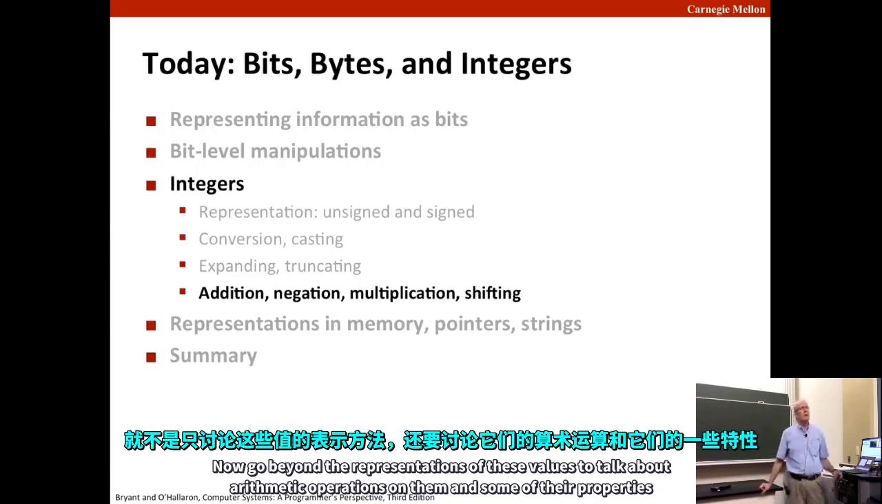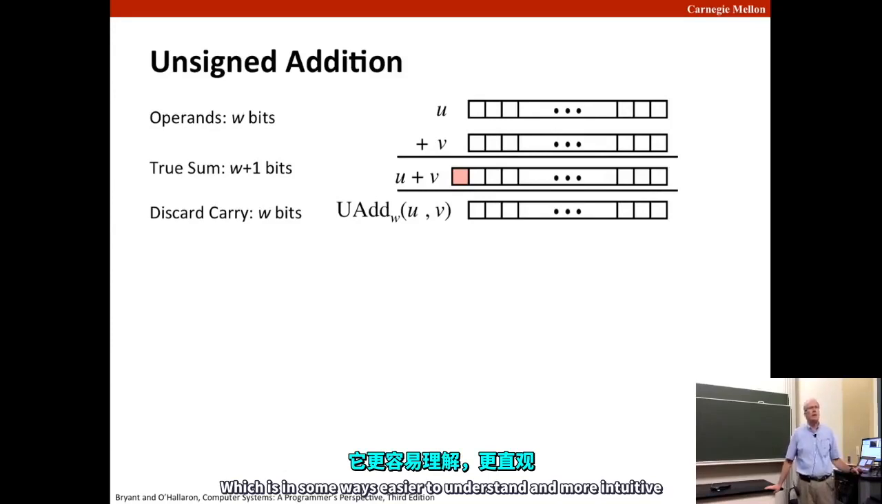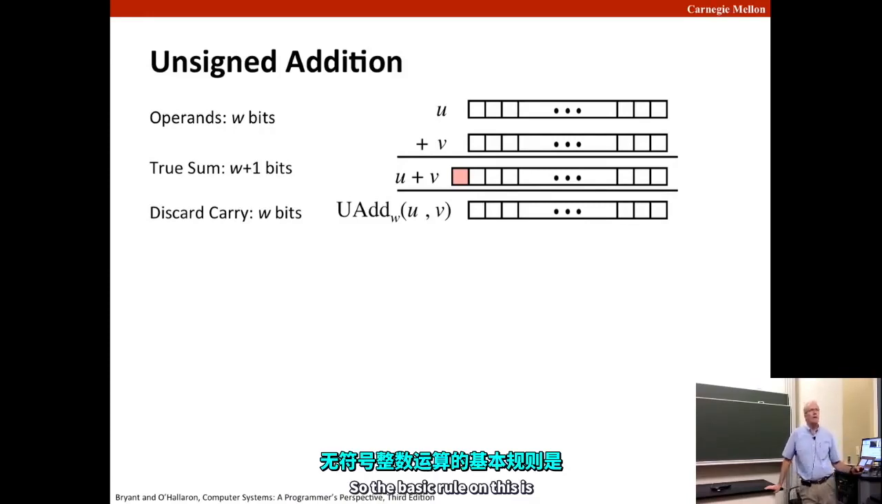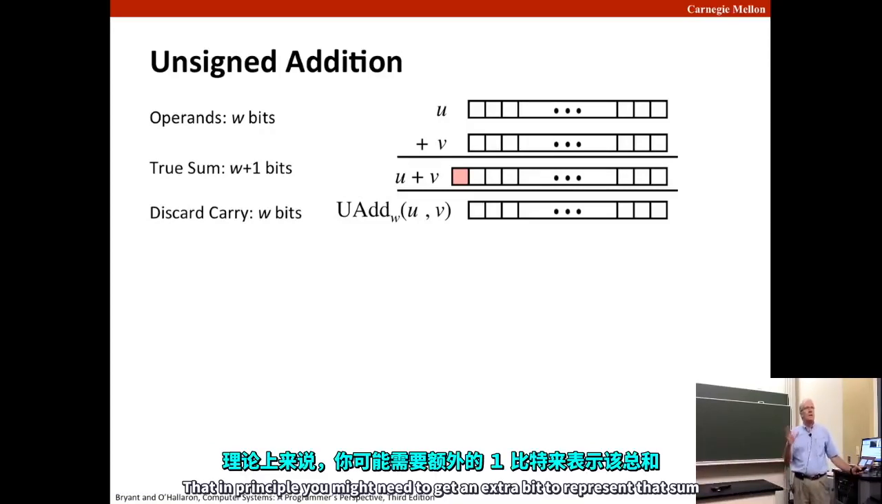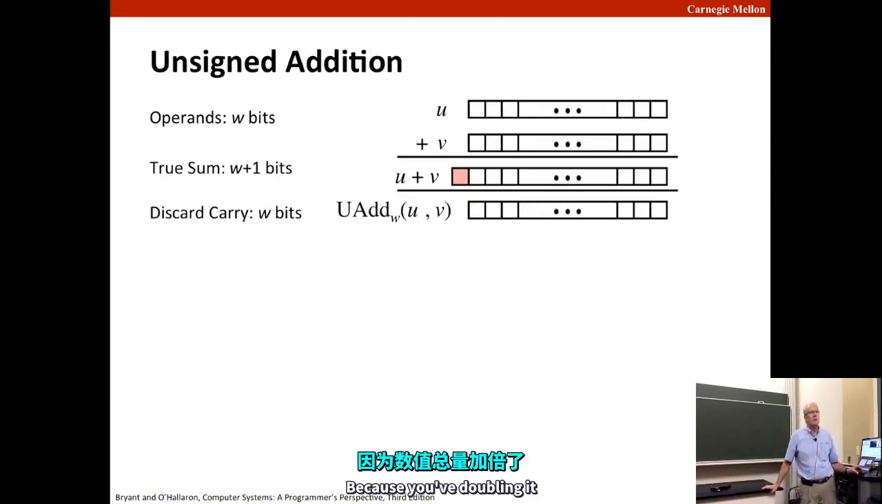Today what we'll do is go beyond the representations of these values to talk about arithmetic operations on them and some of their properties. In general we'll talk about the unsigned case, which is in some ways easier to understand and more intuitive, and then talk about the 2's complement case. So the basic rule is, if you take two numbers that range up to the maximum value of an unsigned number and you add them, then in principle you might need an extra bit to represent the true integer sum of those two numbers, because you're doubling it.